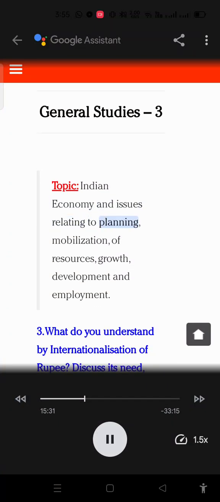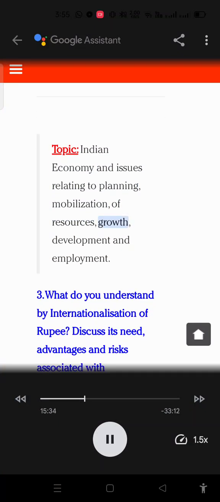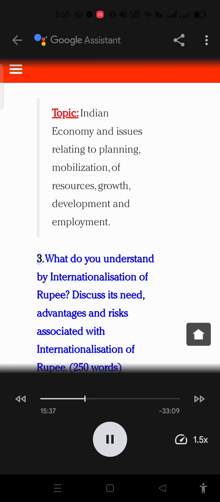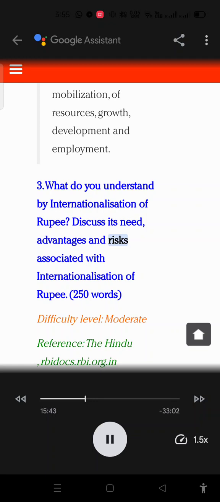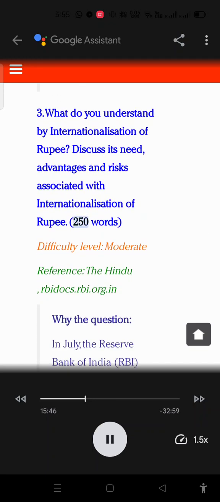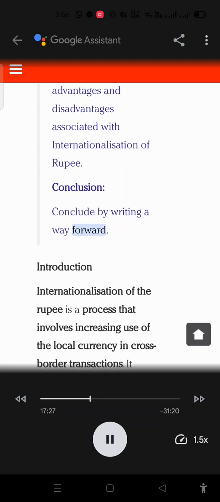Economy and issues relating to planning, mobilization of resources, growth, development and employment. 3. What do you understand by internationalization of rupee? Discuss its need, advantages and risks associated with internationalization of rupee. 200 words. Conclusion: conclude by writing a way forward.